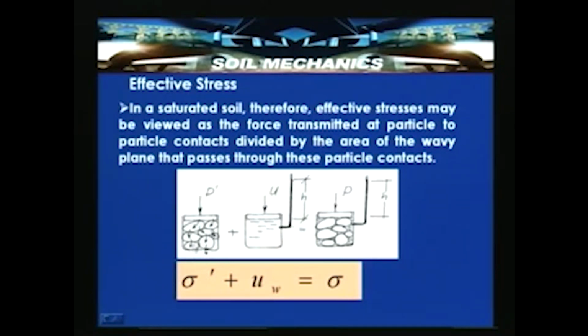Here the effective stress equation is given in a pictorial representation, where sigma dash is the result of the grain to grain interaction over an area A. Area A is the cross-section area of the mold perpendicular to the application of the stress, and U is the pore water pressure. So, sigma dash plus UW is equal to sigma, that is the total stress. What we have derived is that total stress is equal to effective stress plus pore water pressure.